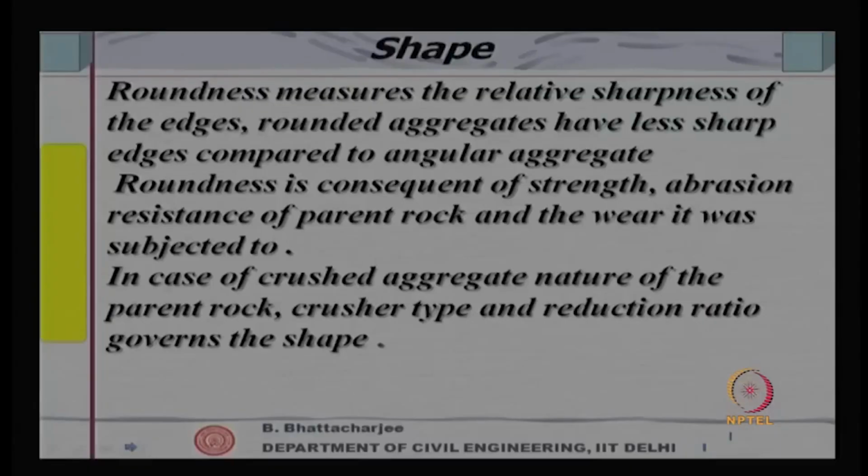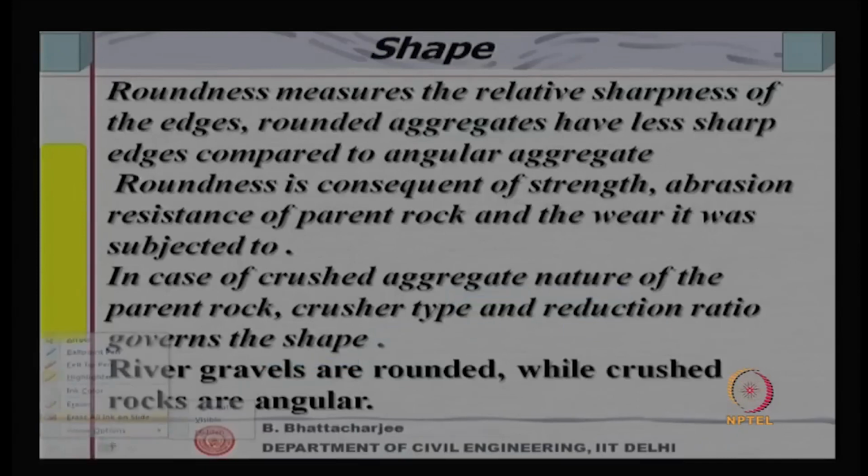A crushed aggregate obviously will have a tendency to remain angular. If you have crushed it, it will have a tendency to remain angular, right. Rounded natural aggregate, through abrasion and wear and tear, might lose its edges and therefore, it may be rounded. In case of crushed aggregate, nature of the parent rock, crusher type and reduction ratio govern the shape. So, it is the parent rock, crusher type and reduction ratio, how much, what size you are reducing to, all this will govern the shape.